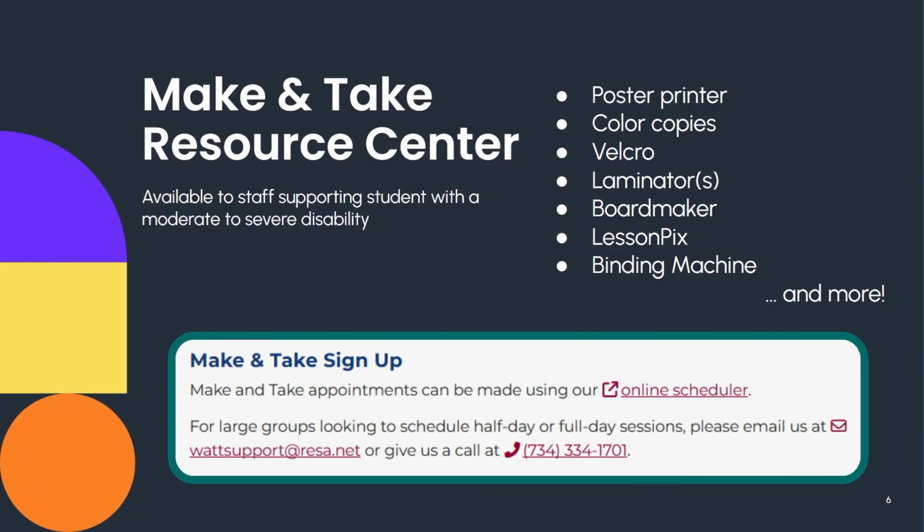But to come to our Make and Take, we do ask that you sign up online by going to risa.net, navigating to the Assistive Technology page, and simply using that online scheduler there. That will let you know when the space is open and available. But if you have a different day or time in mind, don't hesitate to email us at wattsupport@risa.net or give us a call at 734-334-1701 to inquire about that other time to come and visit.